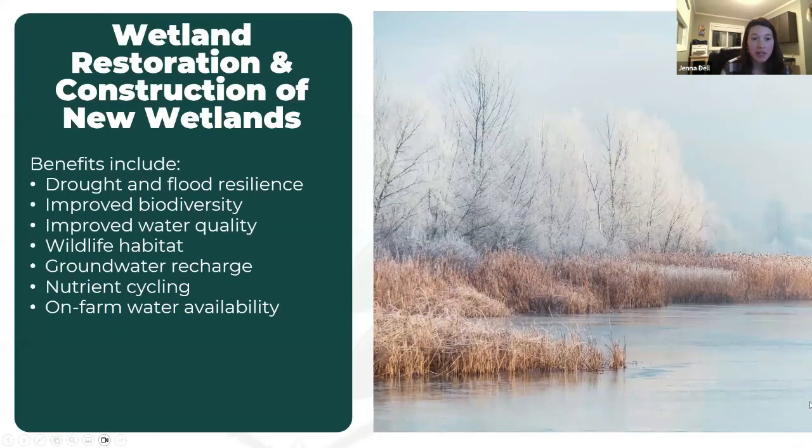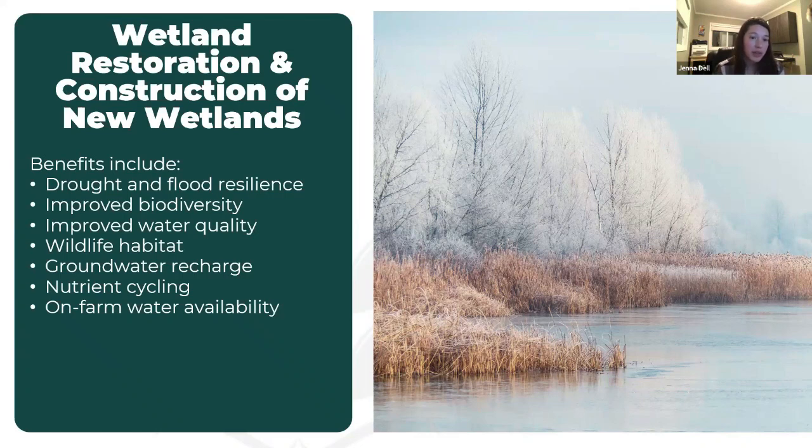And then the last category is wetland restoration and construction of new wetlands. I don't have a lot of detail in this slide, mostly because with this one, like the watercourse crossing, you do have to go through environment and protected areas. They have a wetland replacement program that you would go through, and then RALP just has additional funding for that as well. And they've just been paying on a per acre basis for this specific project type.